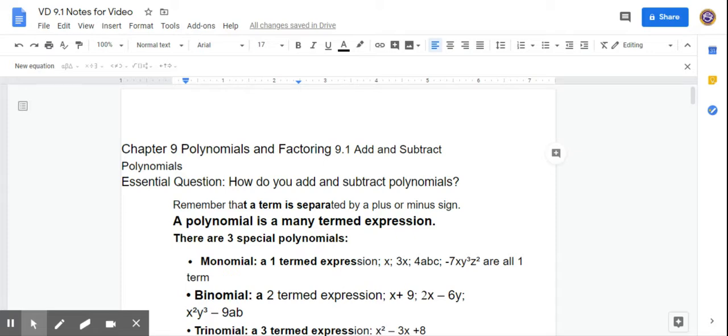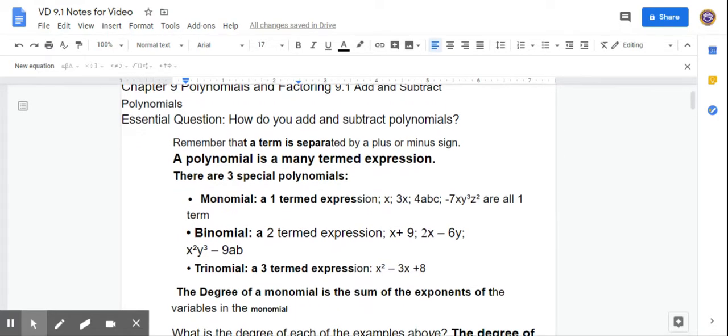We have three special polynomials. A monomial, which is a one-termed expression. And I gave you several examples of a one-termed expression. Just x, 3x, 4abc, -7xy cubed z squared are all one term. There are no plus or minuses. 4abc has four factors, four things being multiplied, but nothing being added or subtracted. And that's what a term is, an addition or subtraction. Okay, that's what you're looking for.